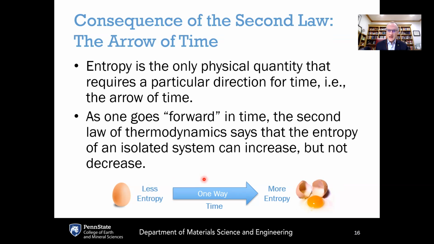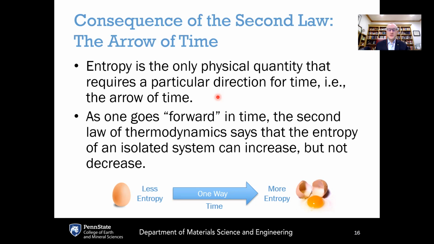Now, one of the interesting consequences of the second law of thermodynamics is the arrow of time, also known as Boltzmann's arrow of time. Entropy is the only physical quantity that requires a particular direction of time, the so-called arrow of time. This is in contrast to, say, Newtonian mechanics, where if you take Newton's laws of motion, you can do a time reversal and send everything back to where it was previously in time, whether it's billiard balls on a pool table. If you just reverse the directions of all of the forces, you could recover the initial state of the balls on the pool table.